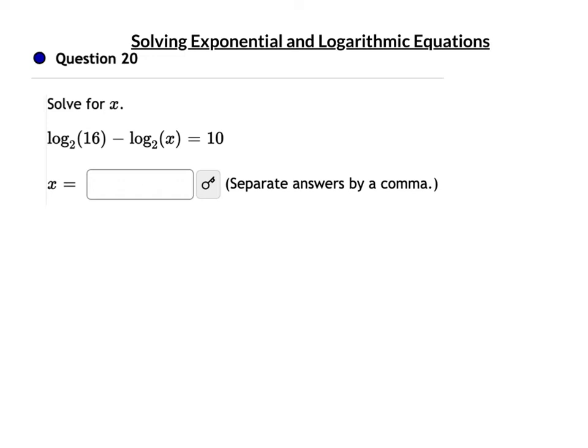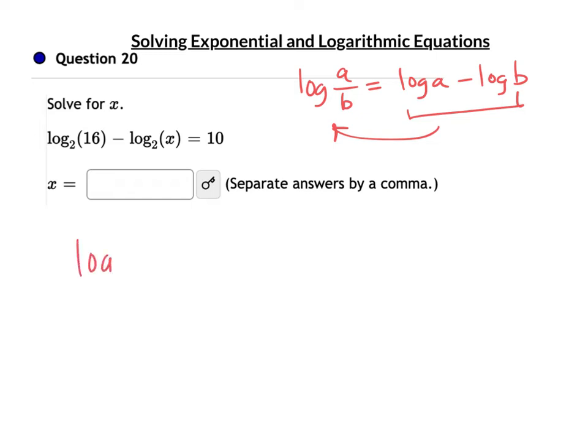Question 20. In this case, we're subtracting. When do you subtract your exponents? That's when you're dividing. We know that the log of a divided by b, I'm using base 10. As long as the base is the same throughout the question, you're good. This is the log of a minus the log of b. We're going to take this and turn it into that. This is the log of 16 over x base 2 equals 10.